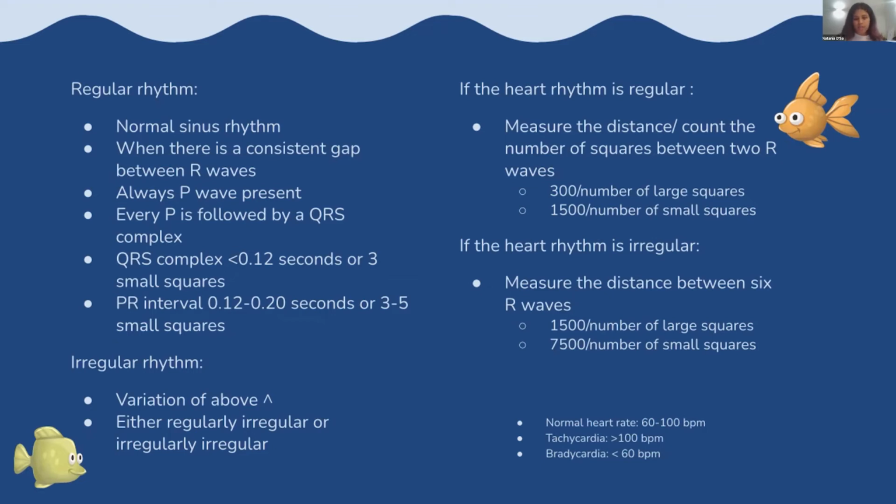And then we just have the numbers down there for what a normal heart rate would be, so somewhere between 60 to 100 beats per minute, whereas tachycardia would be more than 100, and bradycardia, of course, would be less than 60.